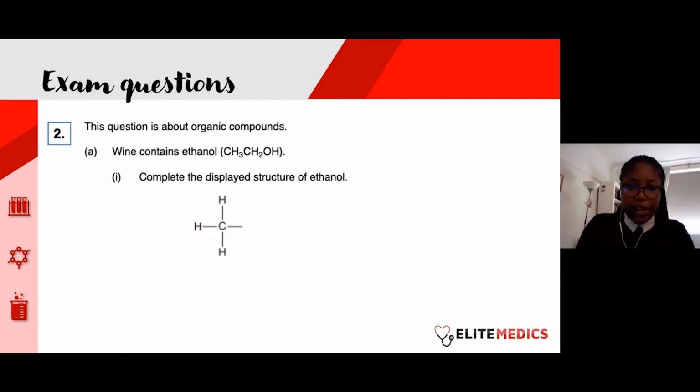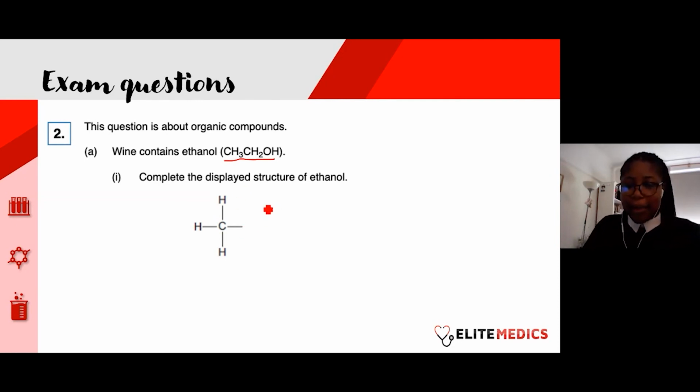Okay, question 2. This question is about organic compounds. Wine contains ethanol, and they've given us the formula for ethanol here. Part 1 asks us to complete the displayed structure of ethanol. So guys, I'm going to ask you to just cast your minds back to that slide I showed you of the first 4 compounds in the alcohol homologous series.